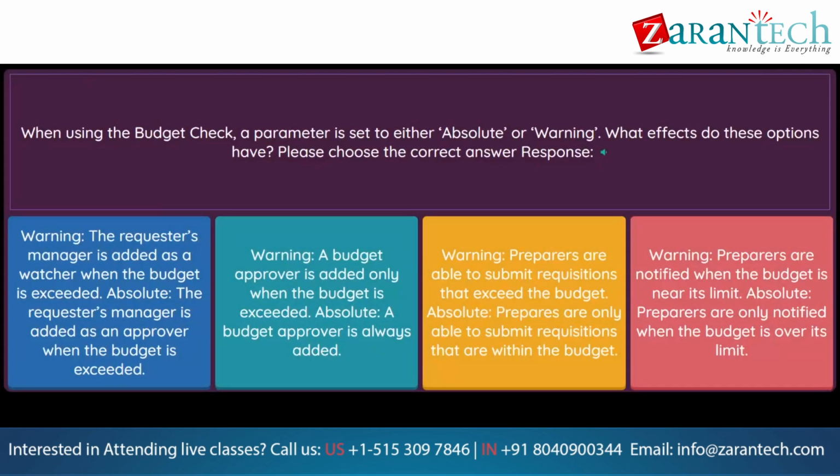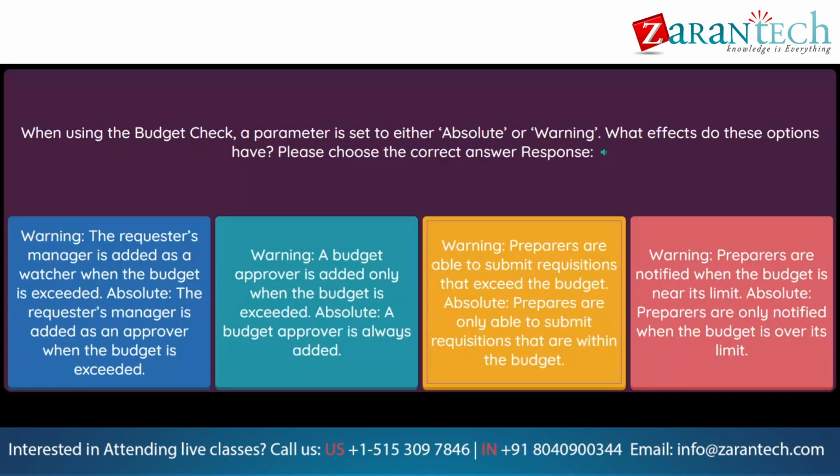Question: when using the budget check, a parameter is set to either absolute or warning. What effects do these options have? Please choose the correct answer. Response. Option 1, warning, the requester's manager is added as a watcher when the budget is exceeded. Absolute, the requester's manager is added as an approver when the budget is exceeded. Option 2, warning, a budget approver is added only when the budget is exceeded. Absolute, a budget approver is always added.